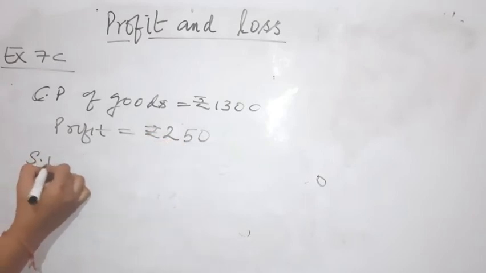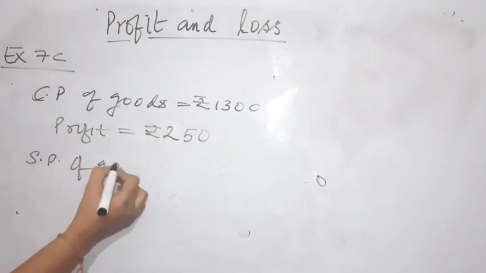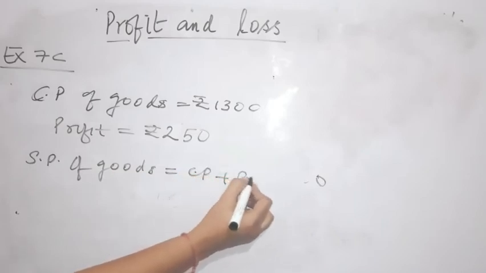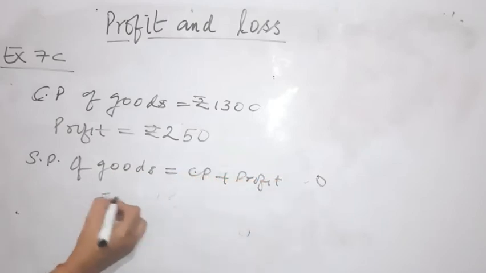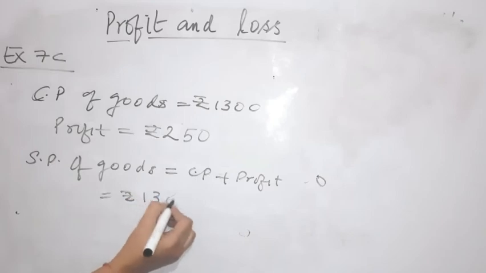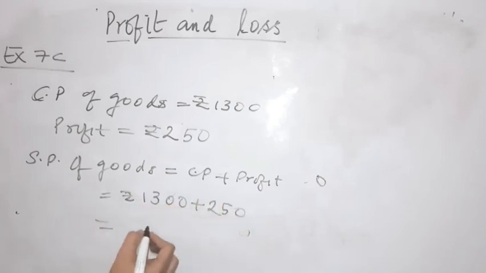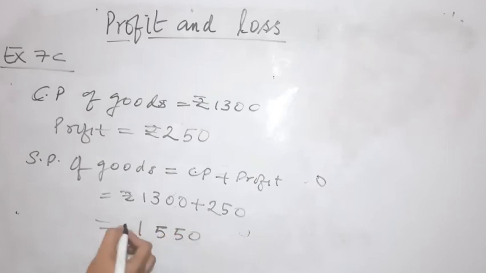Now what will be the selling price? Selling price of goods will be CP plus profit, that is rupees 1300 plus rupees 250. So now it will be 1550. This is the selling price of the goods. So I hope you must have understood this question also.